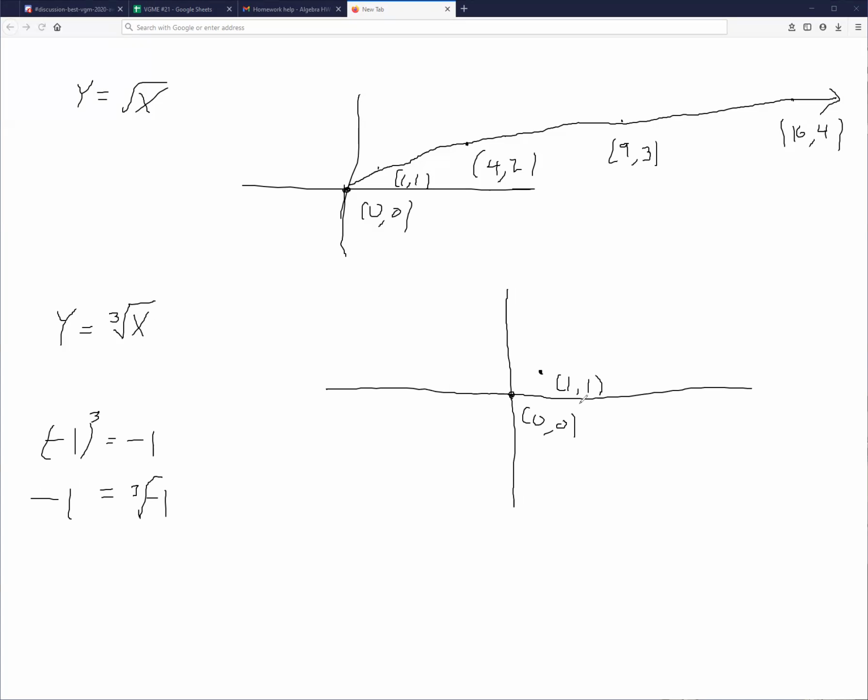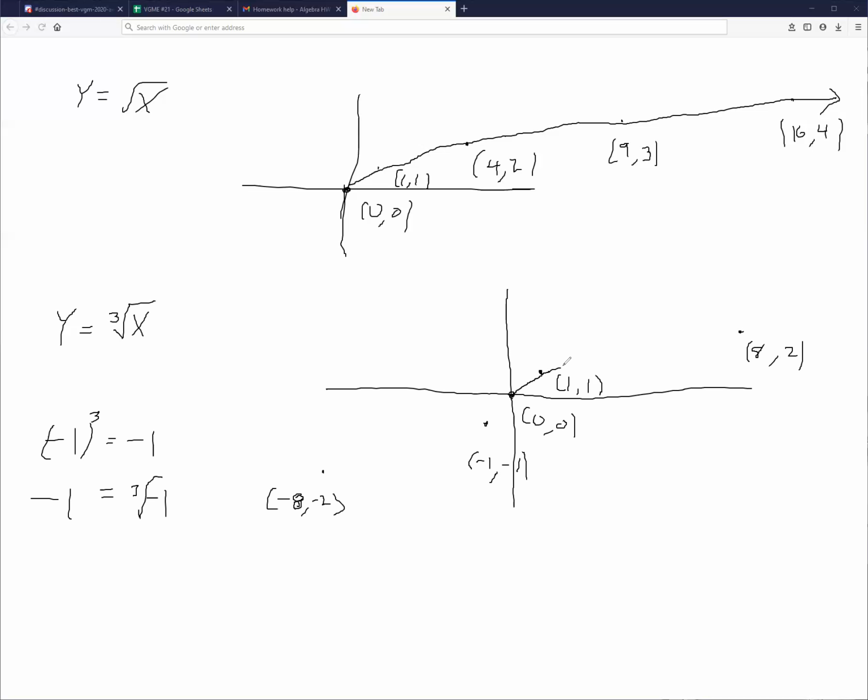The next number that we get a cube of, 2 cubed is 8. So the cube root of 8 is 2. Whoops, I wrote that backwards. And then it goes the same thing in reverse over here. -1, -1. And we also get -8, -2. And so these are the key points if you're drawing a more complete graph.